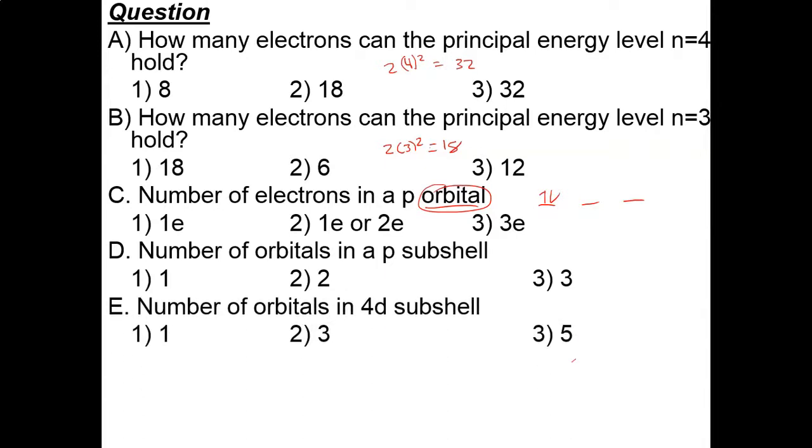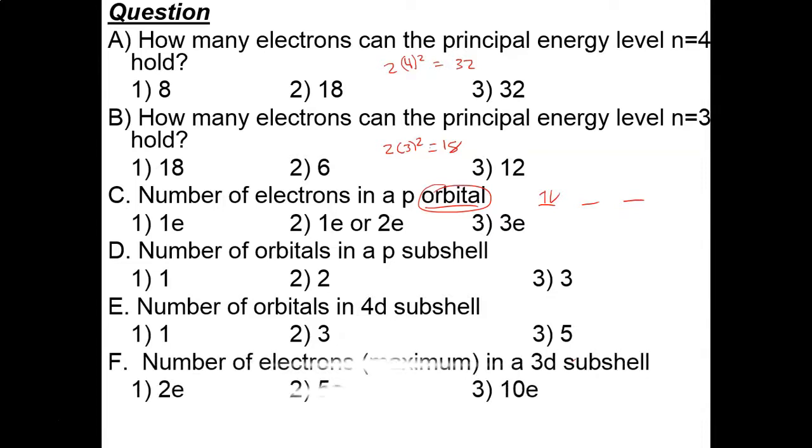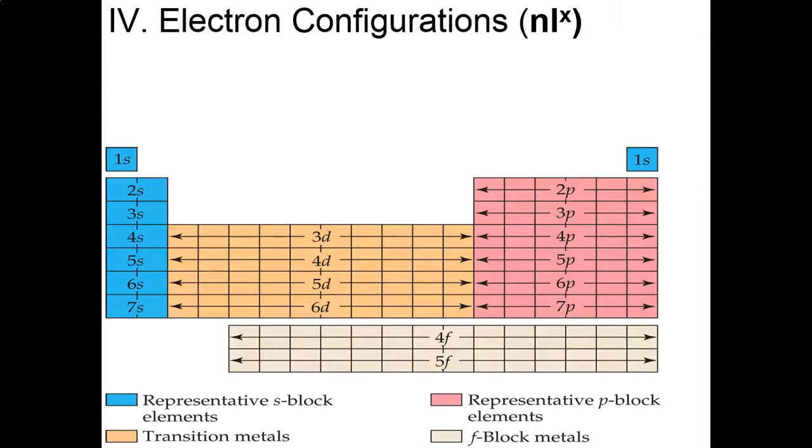Number of orbitals in a 4d subshell. Remember d. The 4 is irrelevant. The d is what you use for determining how many orbitals. There's a total of 5 for d. Number of electrons in a 3d subshell is the maximum. Which orbital can hold 2? You have 5 orbitals. 5 times 2 is 10.